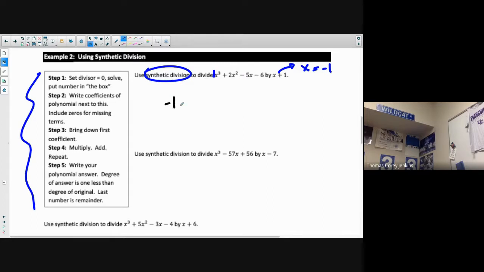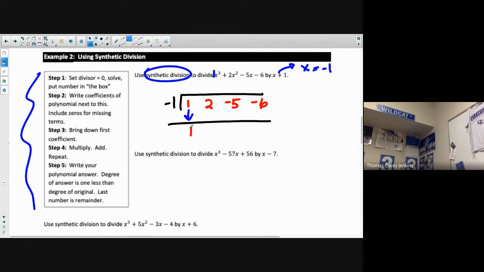Negative 1 into, and then we just do the coefficients. 1, leave a space. 2, leave a space. Negative 5, leave a space, and negative 6. Right? Then you put a little line under there. Okay? So the first thing is where you have your blank space. Think about our long division. Okay, we started with a blank space, right? So you just bring down that term, okay?